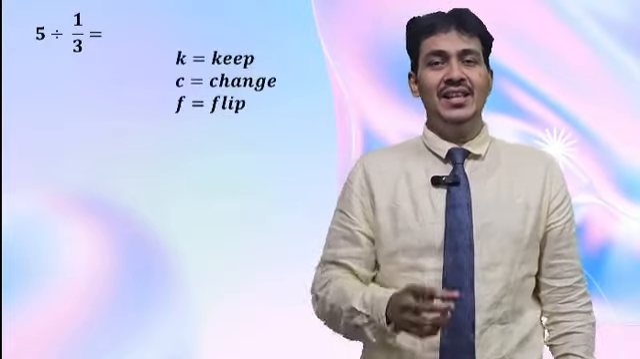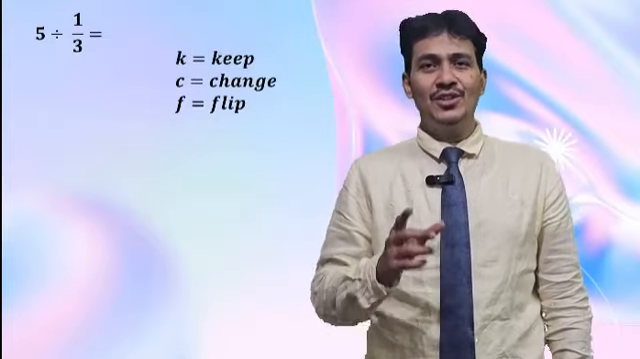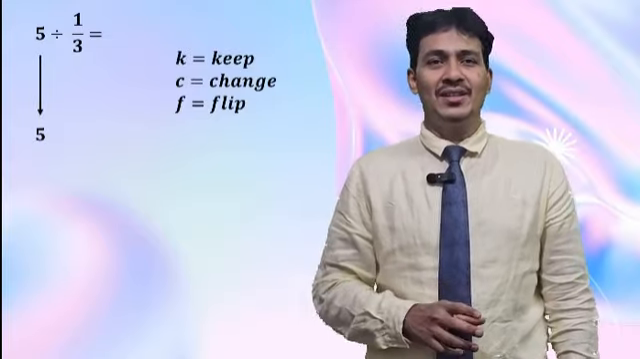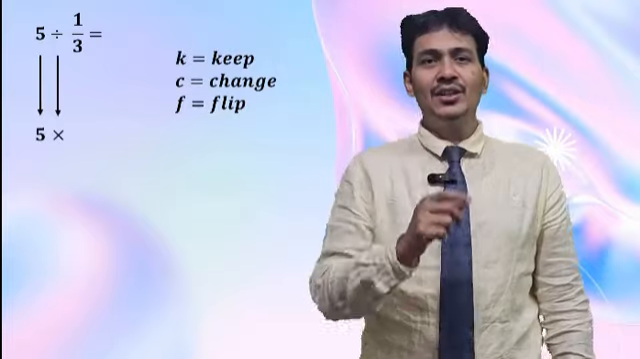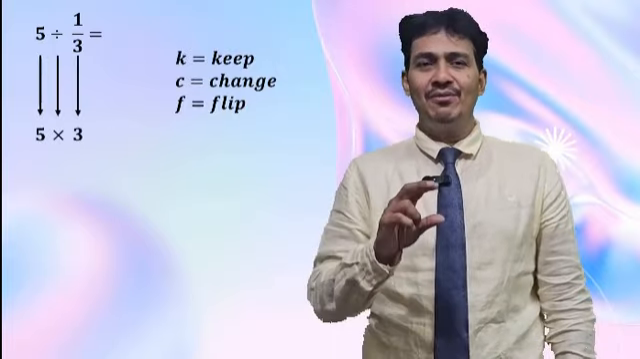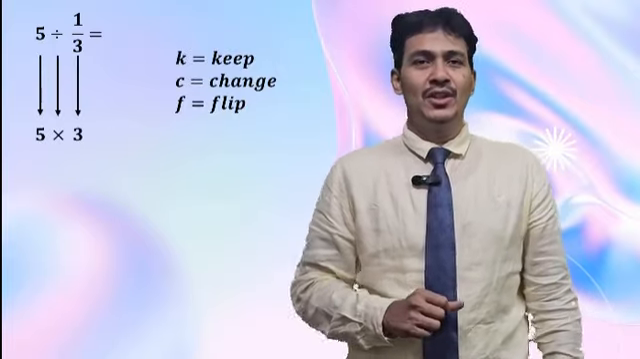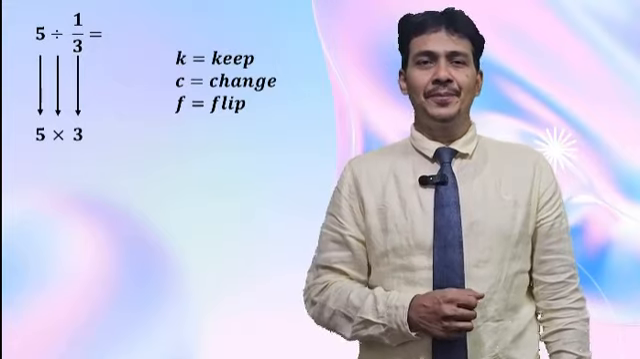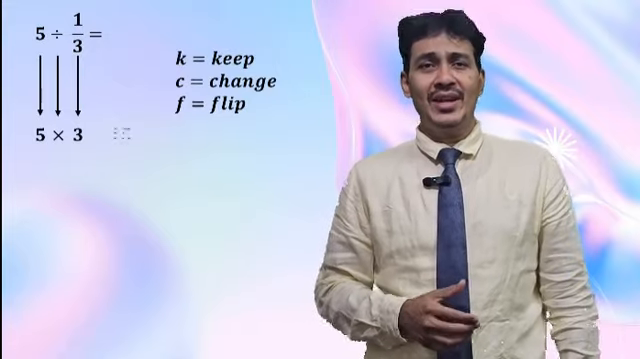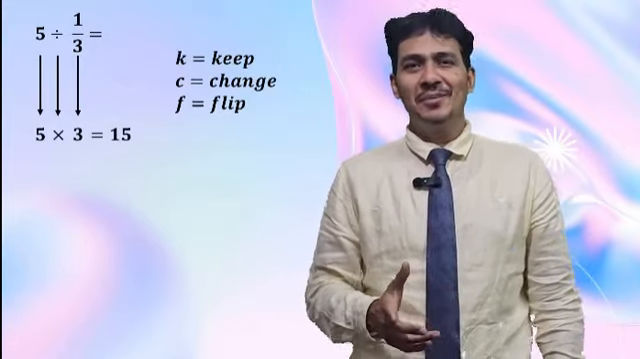5 divided by 1/3. As you remember, we have to use KCF logic. Keep, change, flip. Keep the first number as it is, change the division to multiplication, and flip the fraction. So 1/3 becomes 3. So what do we get? 5 times 3 is 15. Easy peasy.